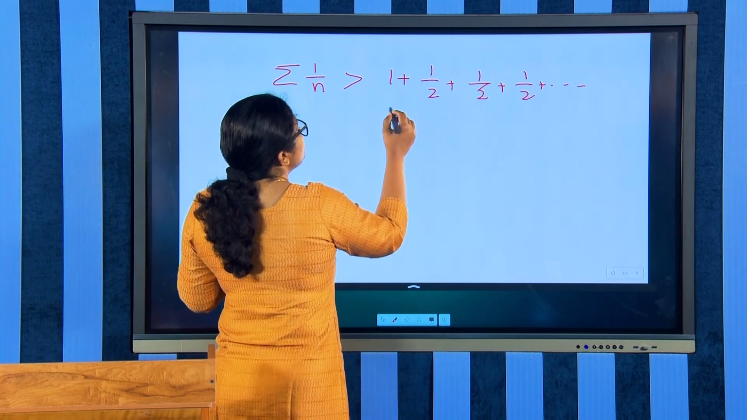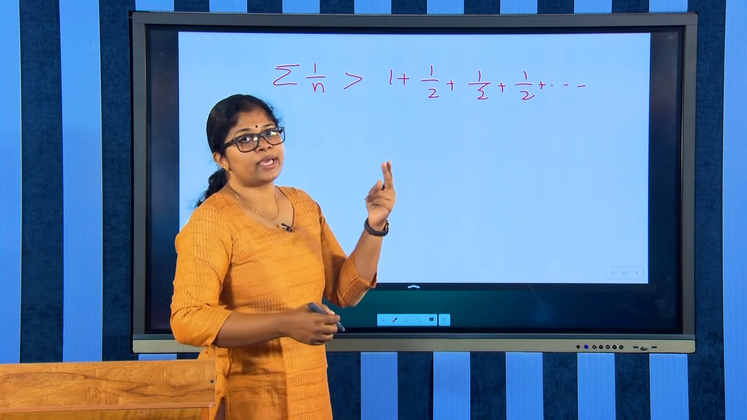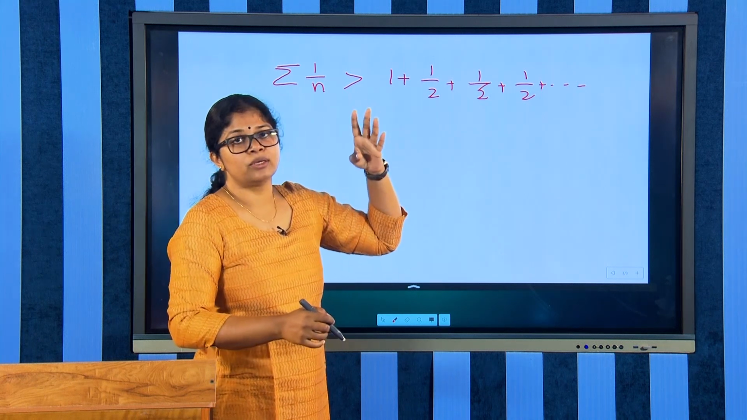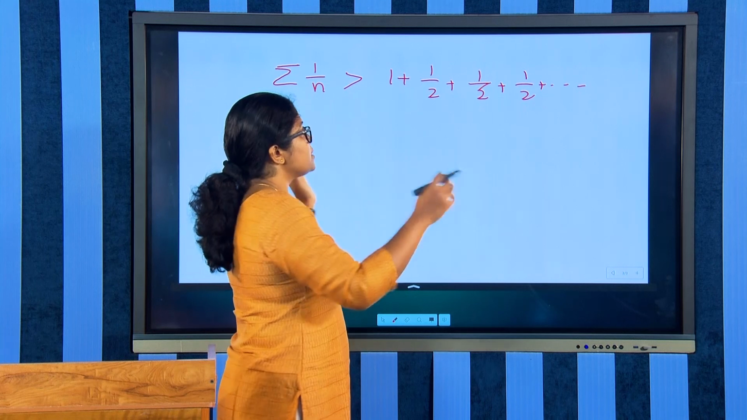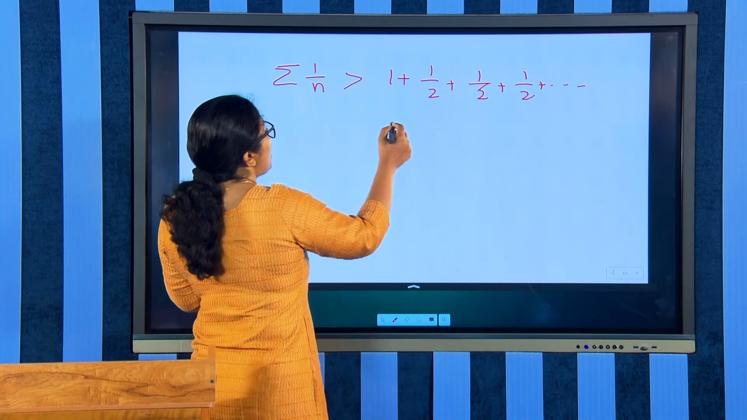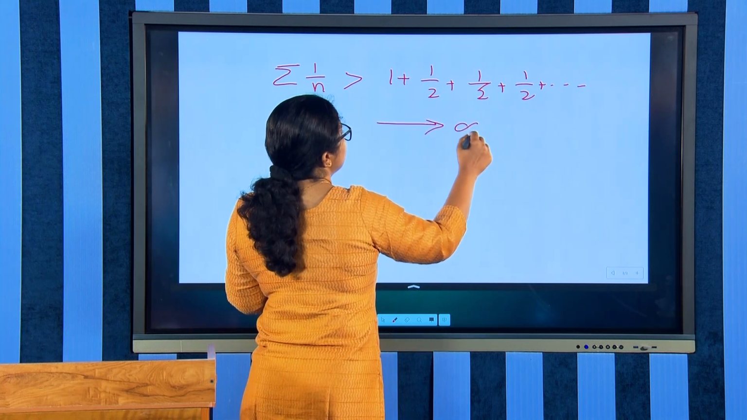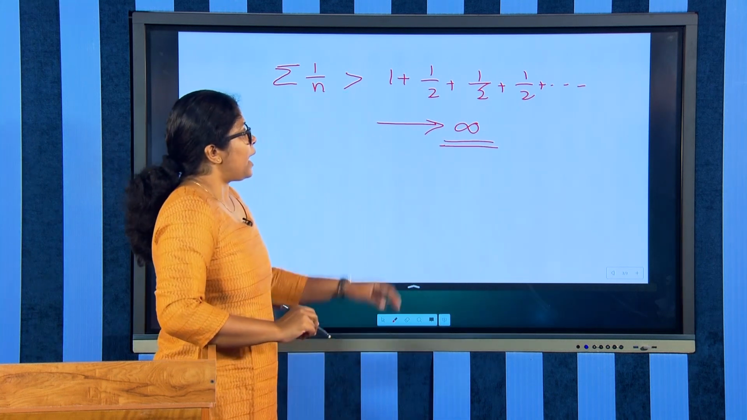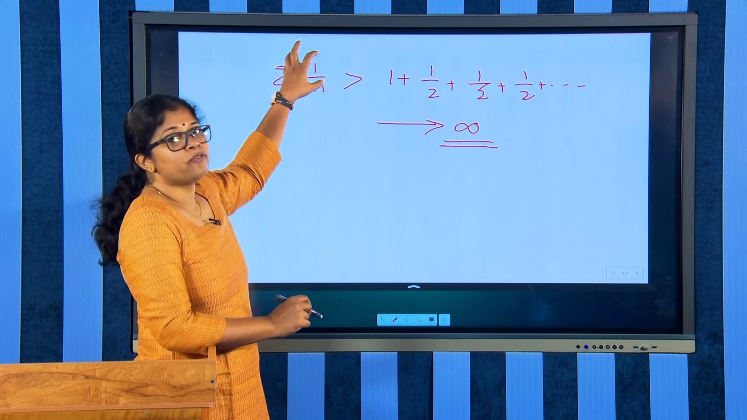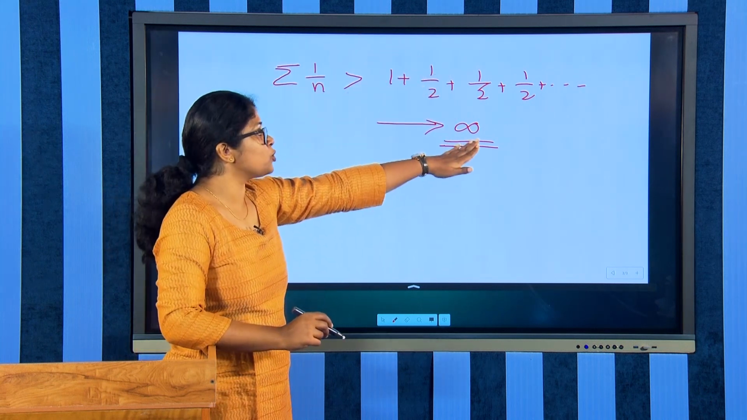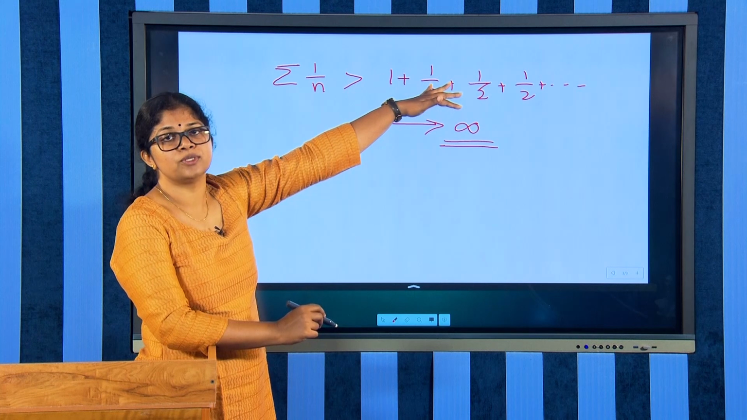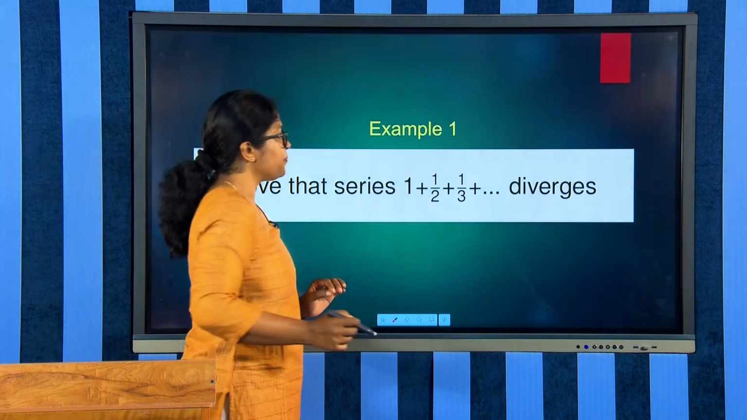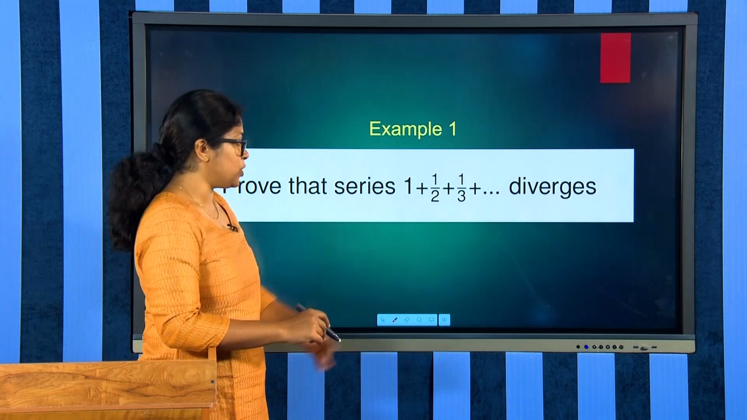So, 2 1 by 2's add to get 1, 4 1 by 2's add to get 2, and likewise an infinite number of 1 by 2's adds to get infinity. So this goes to infinity. And obviously this series, which is larger than a series which goes to infinity, also goes to infinity. And this is the reason why we say that this series diverges.